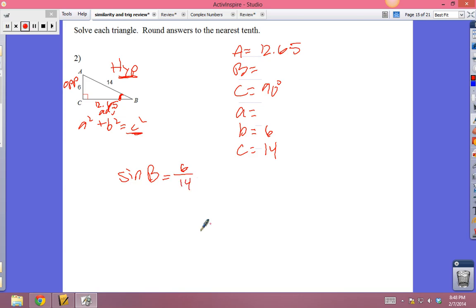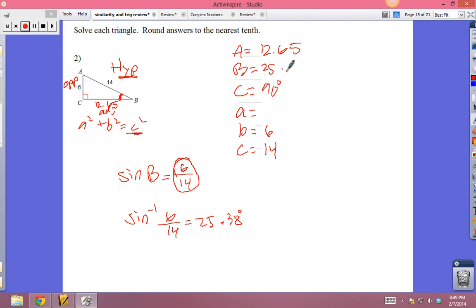So if I choose the sine of angle B, sine is going to be opposite over hypotenuse, 6 over 14. And this one's going to be a little different because I know the fraction. If I have the numerator and the denominator, I just need to solve for B. So now I'm going to do the sine inverse of 6 over 14 on my calculator and press enter, and that will give me the degrees. So inverse sine of 6 over 14, and that is 25.38 degrees. And that was angle B. I just found angle B.